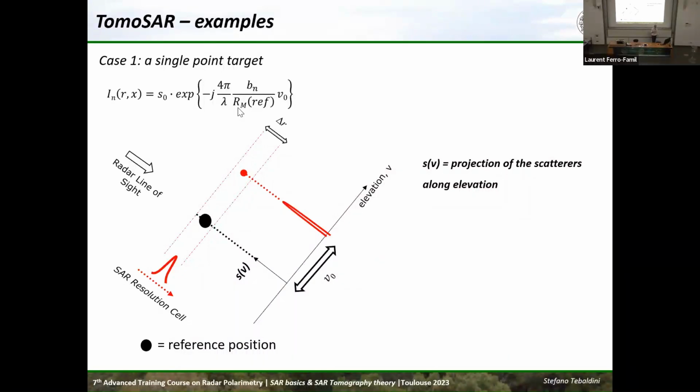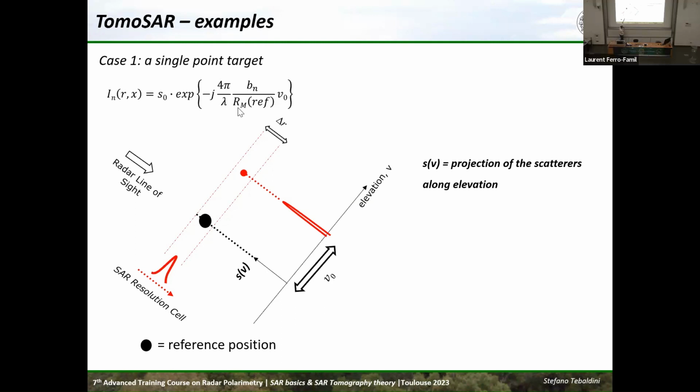Just some example. Let's say that the black dot is my reference position. I just analyze the region of space that corresponds to one resolution cell, and let's say that I have a true target. Where is the red position?